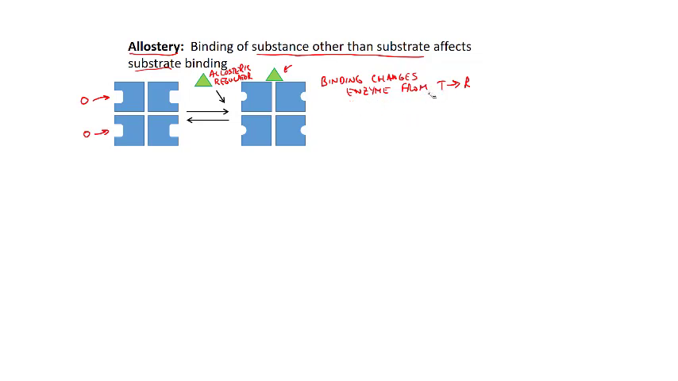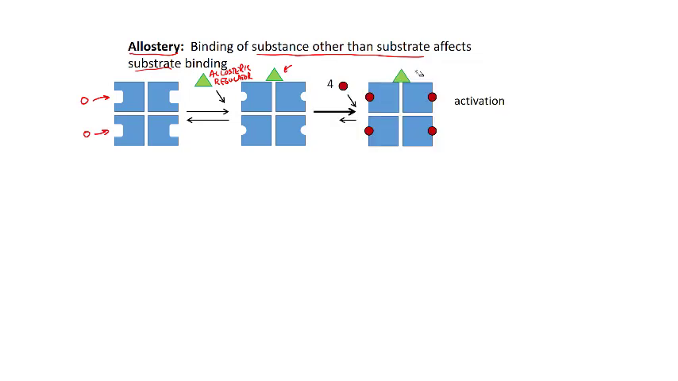So once our regulator has bound, what does that mean? Well, that means now it's going to be very easy for our substrate to bind, and we get an activation. Okay, so an allosteric activator makes it easier for enzymes to switch from our T structure to our R structure.